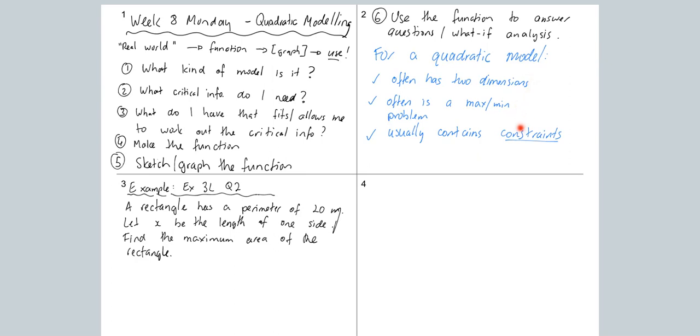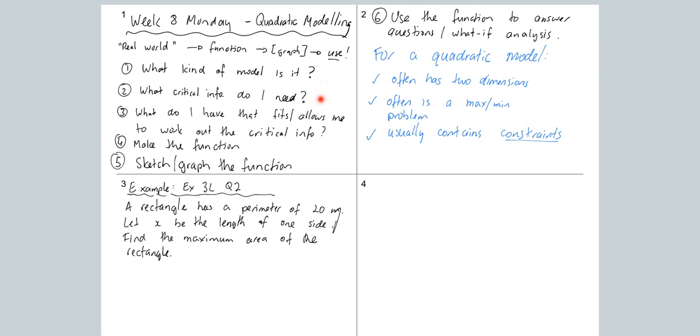There's often a maximum or minimum that you're trying to figure out. It's called an optimization problem. So it'll say something like find the maximum height, or find the least amount of material, or something like that, which gives you an optimization, a maximum or minimum problem. And usually you should look for constraints within the problem. That is, calculations or values which will constrain the dimensions that you are needing to look for. So these are the kinds of things that will make you think, oh, I wonder if it's a quadratic model.